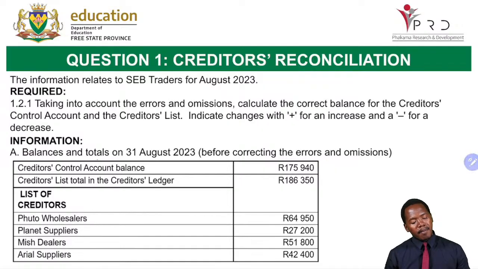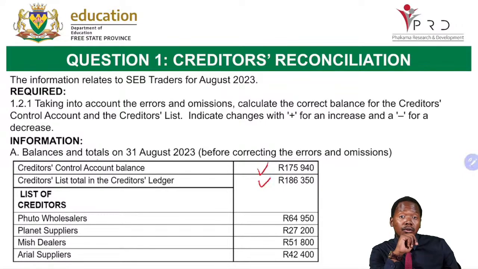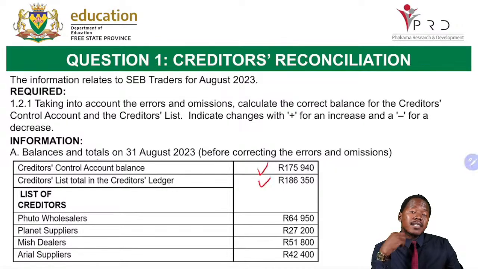Now, information A, balances and totals on 31 August 2023 before correcting the mistakes and exclusions. Creditors control balance, we have it. Creditors list balance there. Remember, these two are supposed to be the same. Why must they be the same? Because they use the same set of information.